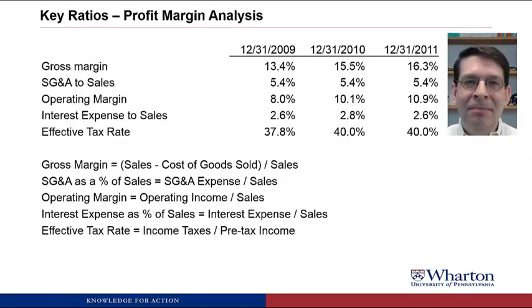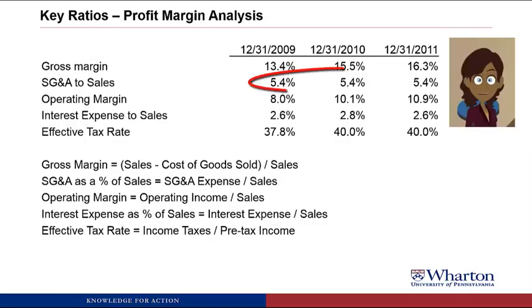Could it not be the case that a flat trend in SG&A would be bad news? If there were economies of scale, we might expect the SG&A to sales ratio to go down.